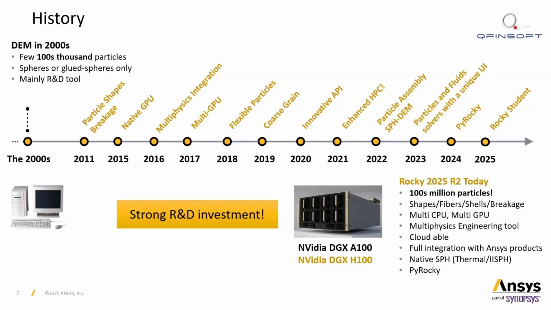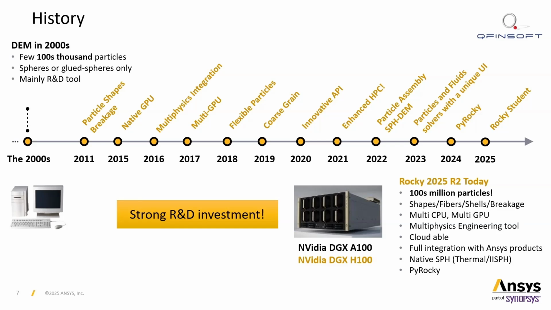So let me quickly show you how Rocky has evolved. Back in 2000, DEM was quite limited. We could only handle a few 100,000 particles, mainly spheres or simply glued spheres, and it was primarily an R&D tool. So fast forward through continuous innovation: particle shape modeling in 2011, native GPU acceleration in 2015, multi-physics integration in 2016, multi-GPU capabilities in 2017, and flexible particles in 2018.